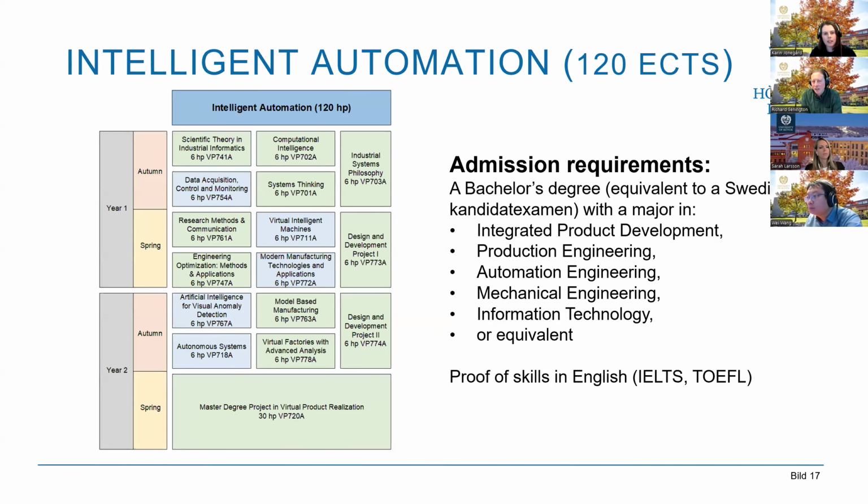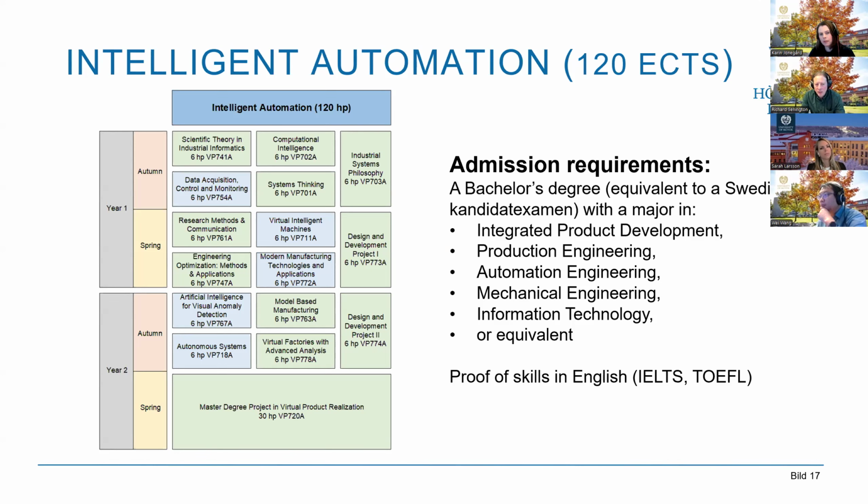The program is 120 credits over 2 years, exactly the same as computational methods, and it actually shares several courses with computational methods. The first term of the first year includes 5 courses which are shared between both programs completely, giving a basic foundation necessary for both programs going forwards. The 2 programs begin to diverge a little bit more through the spring of year 1 and the autumn of year 2. Intelligent automation particularly moves towards the question of usage of AI and virtual commissioning at the level of production lines and robotics. So we have topics such as virtual intelligent machines, engineering optimization methods and applications, and modern manufacturing technologies and applications, which looks at questions to do with how we might integrate large language models or virtual reality into production processes.